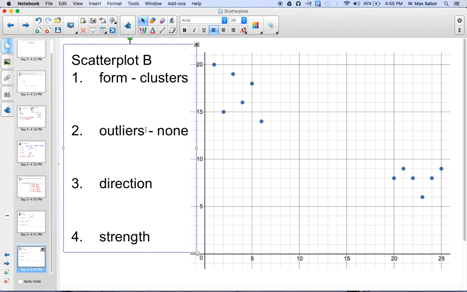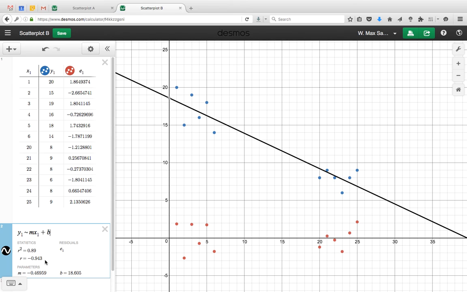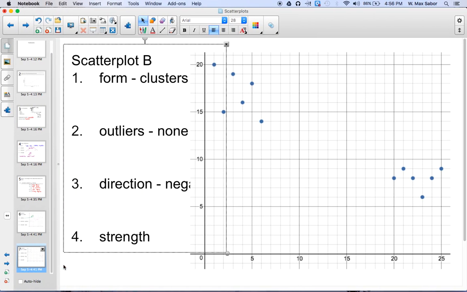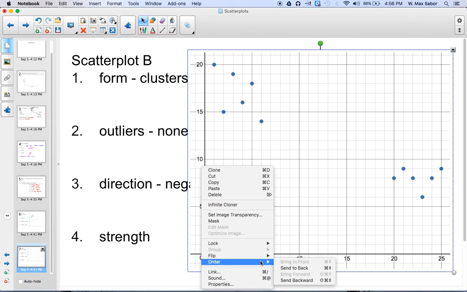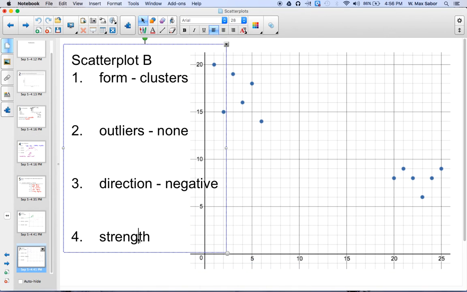The direction here, well, you can see that the slope would be negative. And yes, the R value agrees with us that it would be negative. 0.493 is the correlation coefficient. And then the last thing is the strength of this correlation, which would be strong.